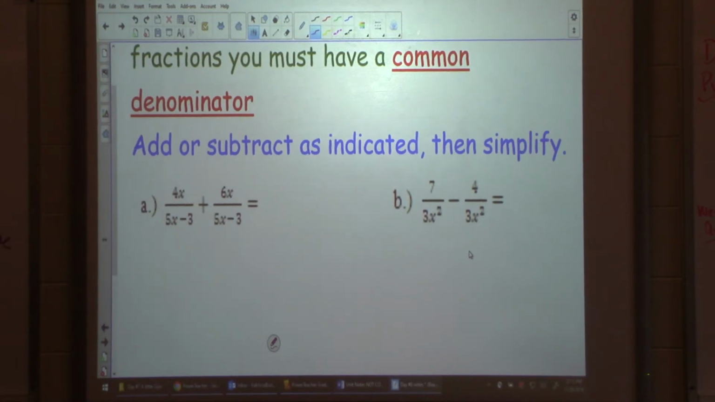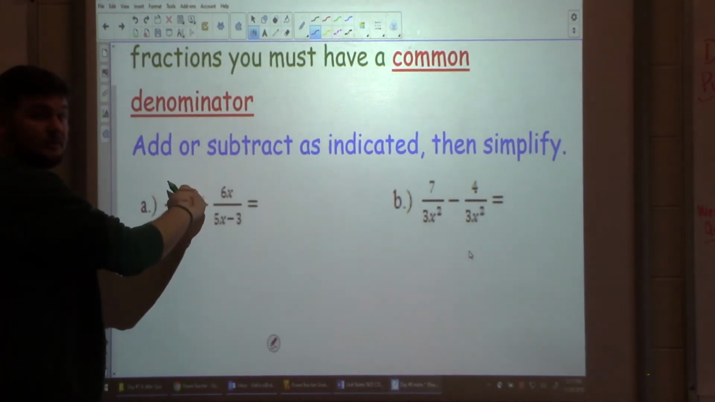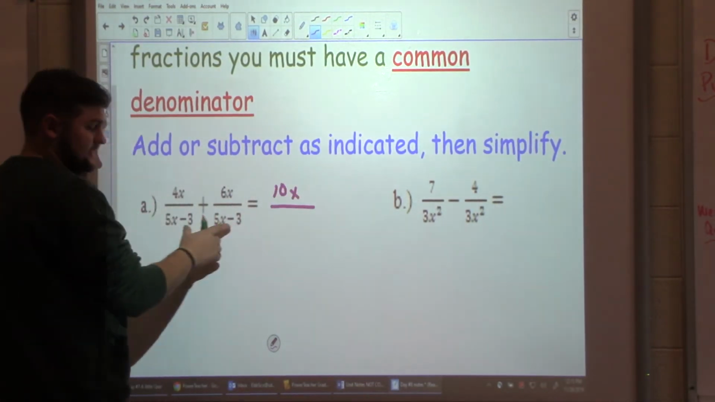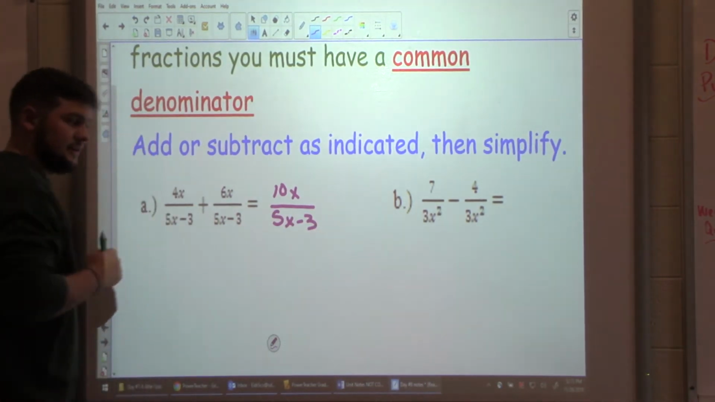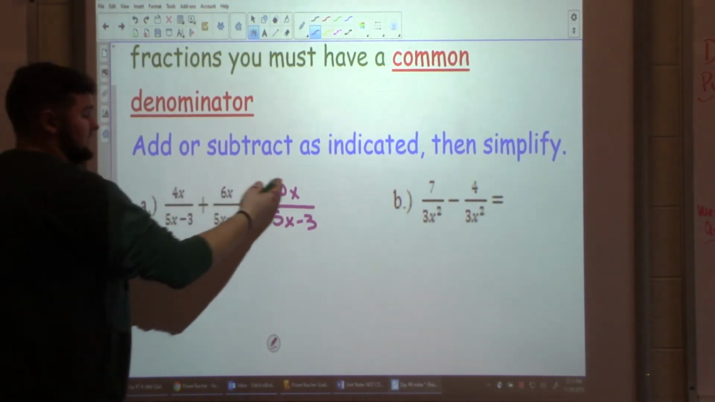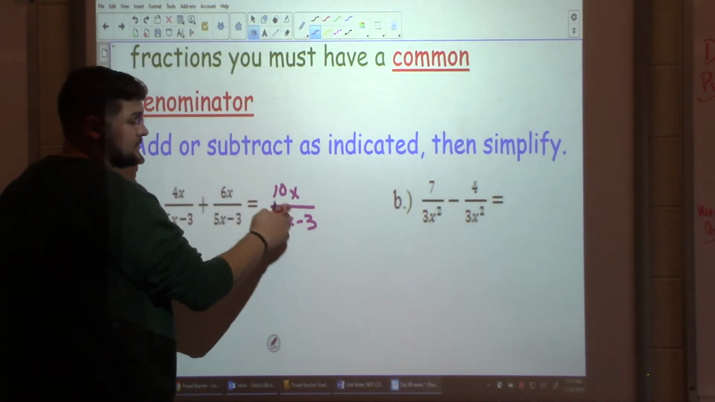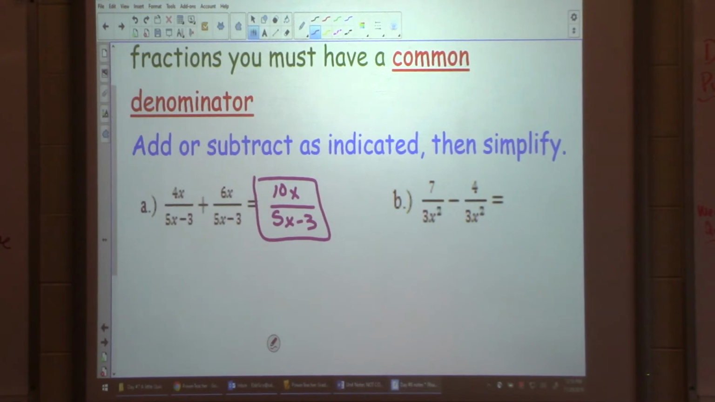4x over 5x minus 3 plus 6x over 5x minus 3. Well, same thing. Add your numerators. 4x plus 6x will give me 10x over, and my denominator does not change. I already have a common denominator. 5x minus 3. Can I simplify that at all? No. You cannot cancel 10x and 5x. Why? 5x minus 3 is one whole expression, and I can't break it up. So that's my answer. Okay?